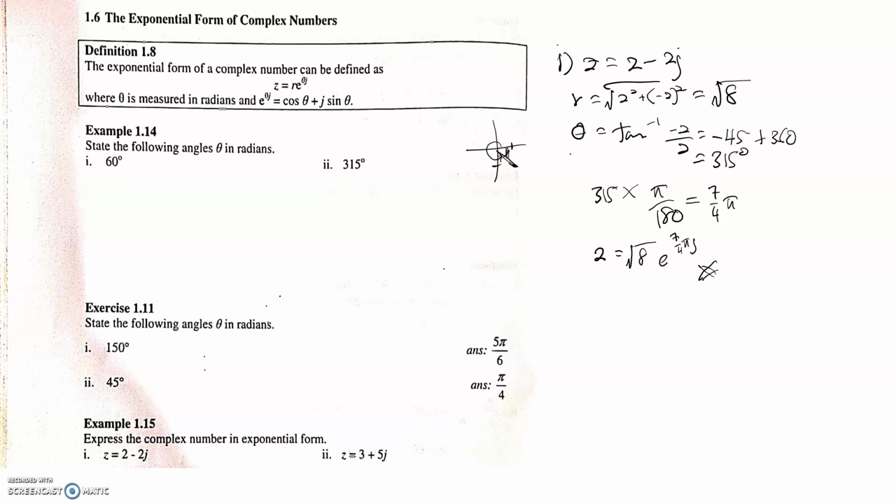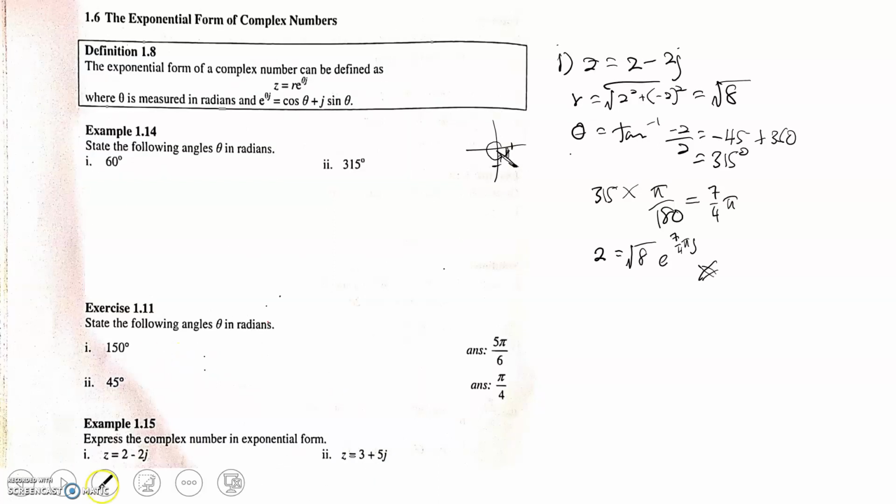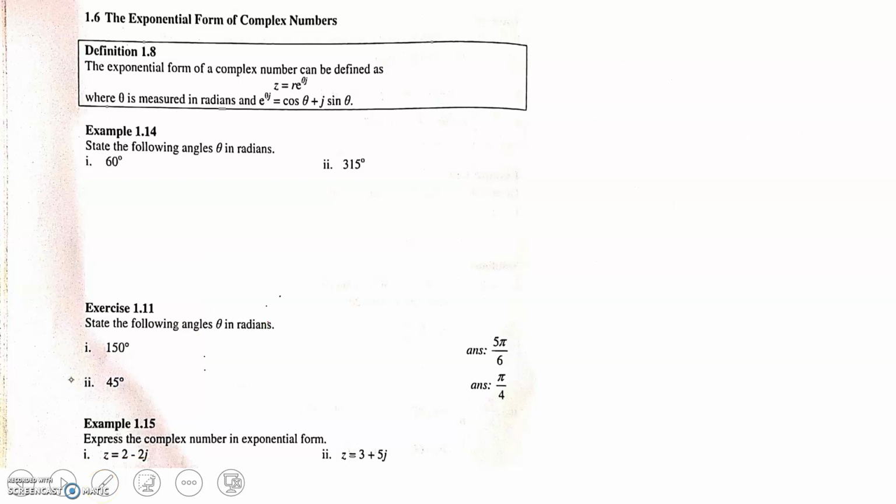So this is the exponential form for the first one. Now let's look at the second one. Let me erase it first. Sorry. Okay, so for the second question, z equal to 3 plus 5j. So the r for this one is the square root of 3 squared plus 5 squared, which is equal to the square root of 34.